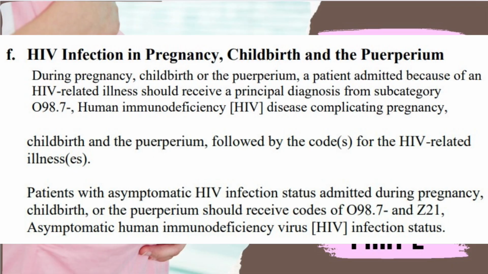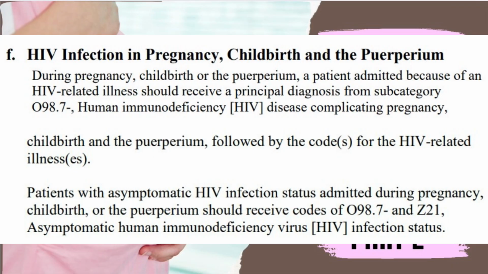And following these codes, you will be coding the HIV related illnesses. If the mother is having HIV related illnesses, you will be coding those as secondary diagnosis. So if the patient is asymptomatic, this mother does not have any symptoms related to the HIV, even in that stage, you will be coding O98.7 and you'll be following that with Z21, which is asymptomatic HIV infection status.